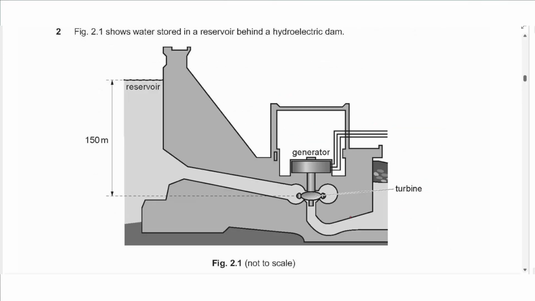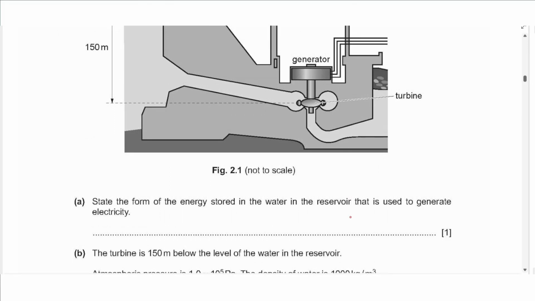The next question says, figure 2.1 shows water stored in a reservoir behind the hydroelectric dam. State the form of energy stored in the water in the reservoir that is used to generate electricity. That would be gravitational potential energy.